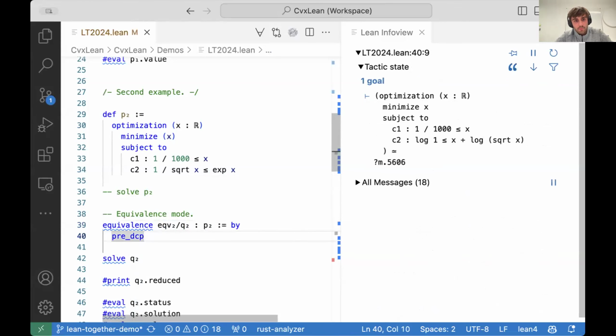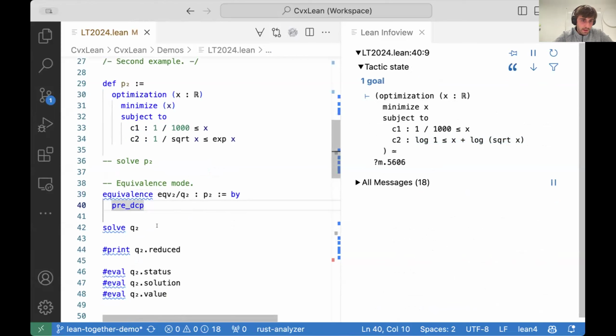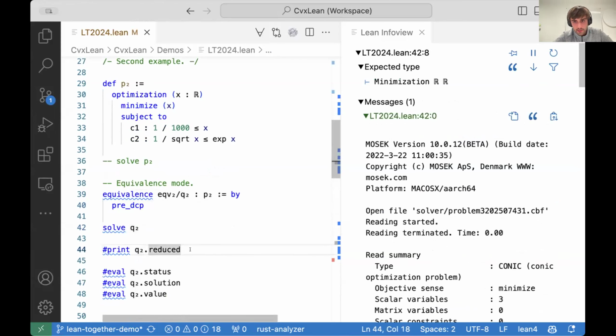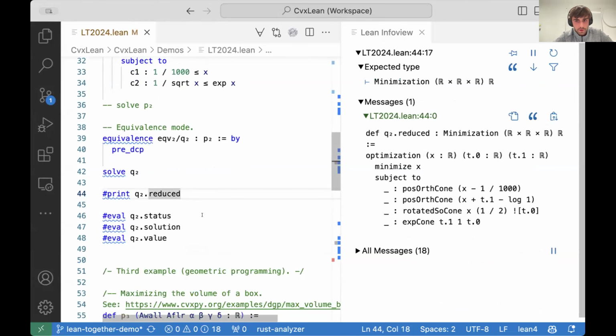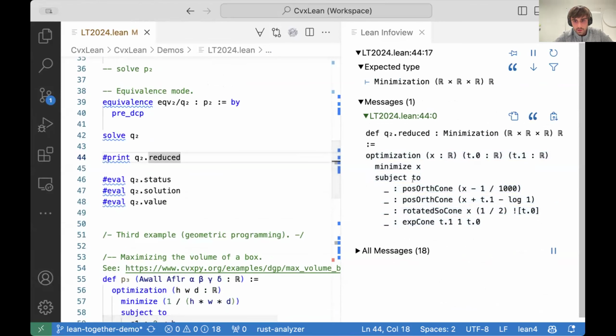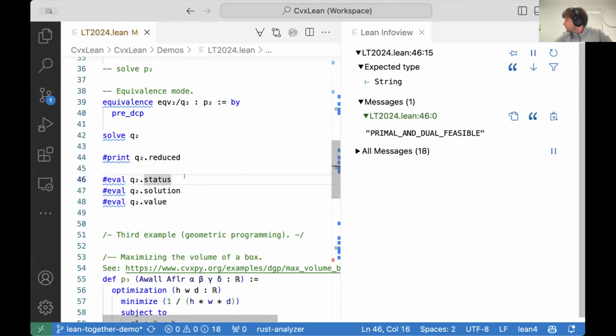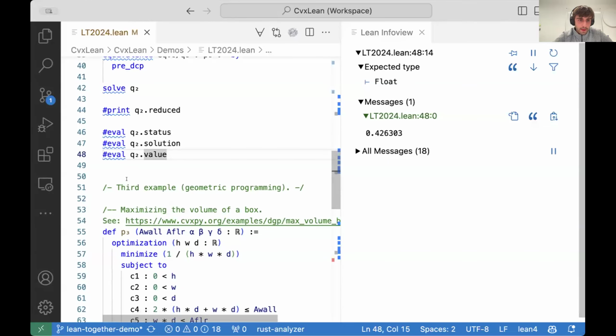I apply the pre-DCP tactic. Here we get a slightly different term, but it's irrelevant because it still follows the rules of DCP. And we can solve it again, and this just shows the reduced version after solving it. So in conic form, I can look at the status, solution, value, and so on.